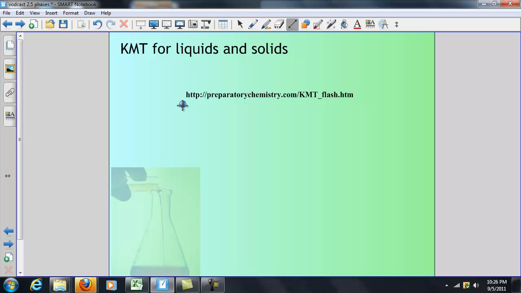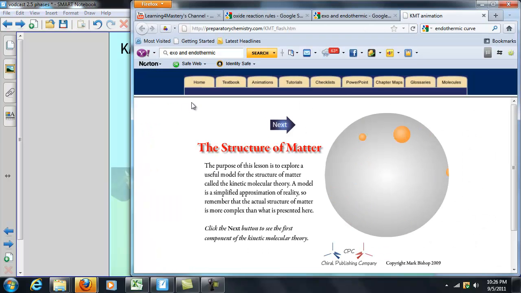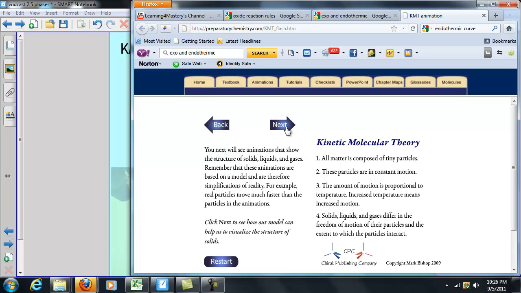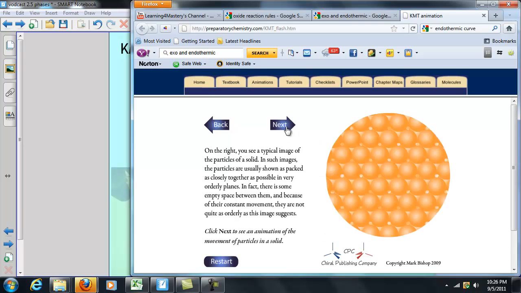Everything we've talked about so far essentially holds true for gases. But we're going to talk about more than just gases in all of this. We're going to talk about liquids and solids as well. So to get a little bit of an idea of what that looks like for liquids and solids, I want to pop to this little website here. You guys can jump to this website. It's preparatorychemistry.com.